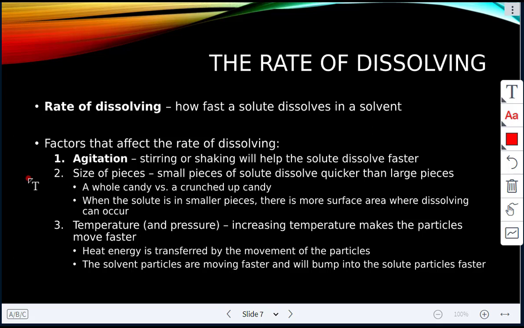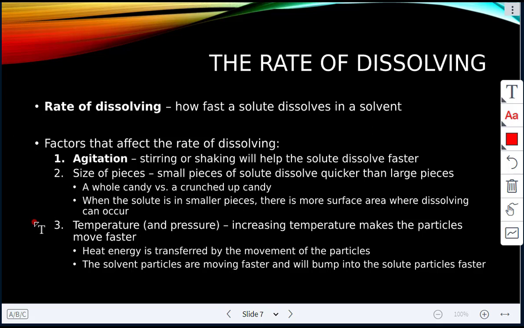Sizes of pieces also matter. Smaller pieces of solute will dissolve quicker than large pieces. Think about a whole candy versus a crunched up candy. When the solute is in smaller pieces, there's more surface area, so therefore dissolving will occur faster.